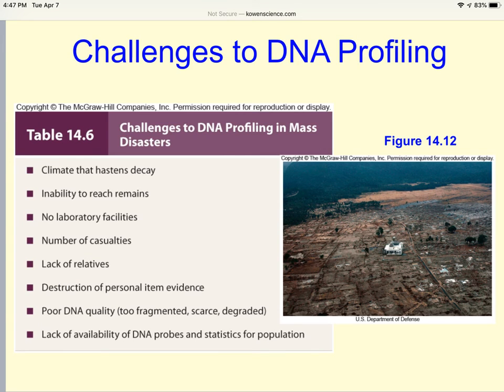Some of the challenges of DNA profiling would be in mass disasters. The climate can cause the body to decay faster, which means that you may not get quality DNA. You may not have a laboratory set up because of that mass disaster. You may have so many casualties. To this day, they are still trying to identify some of the bodies from 9/11. Now, they're not whole bodies, they're fragments, but they're still trying to identify them. So you could have destruction of personal items, you could have lack of DNA, you could have poor DNA. All of this would cause a challenge, and all of this has caused challenge with identifying the 9/11 victims.